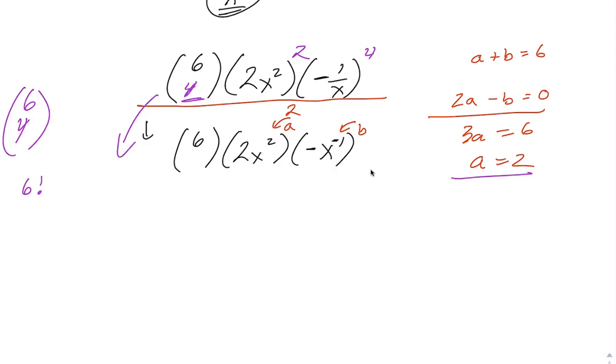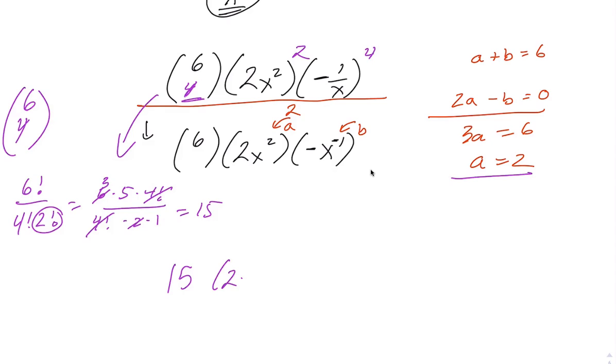I'm going to use the formula I showed you earlier. 4 factorial, 2 factorial. So I'm going to go 6 times 5 times 4 factorial. Stop there, because that's going to cancel out with this guy. Expand 2, 2 times 1. These cancel. 2 and 6 reduce to 3, and I just get 15. So it's 15, 2x squared, negative 1 over x to the 4th.